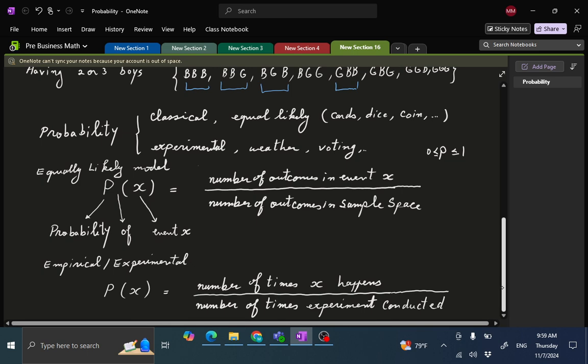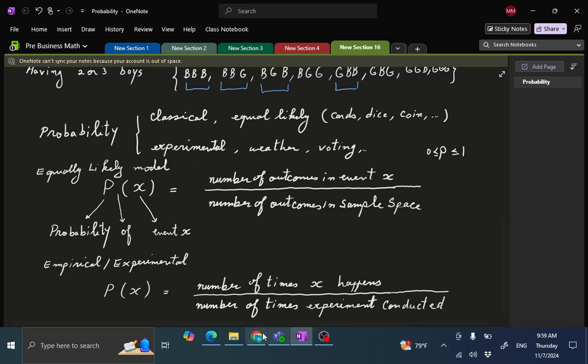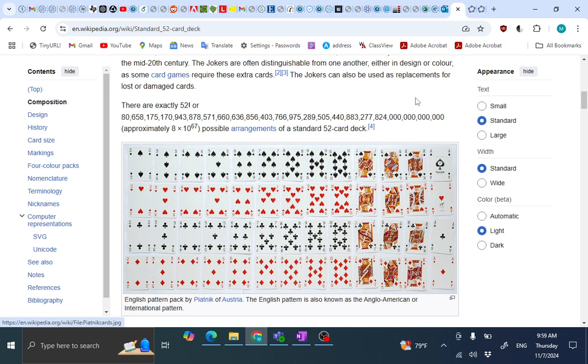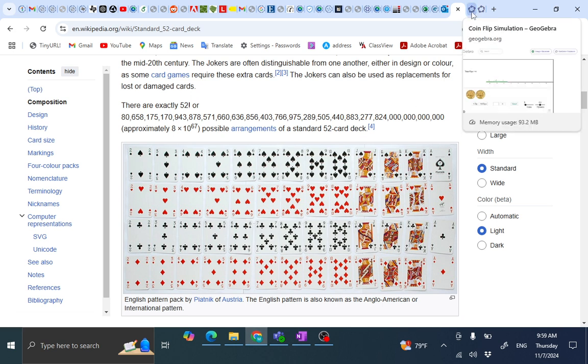In experimental situations, we have a set of data presented to us, and based on that data, we look at the data and decide how many times our particular event happens, divided by the number of times the experiment was conducted, and make the decision based on that. Now let's go ahead and do some simple experiments. Here I'm going to make use of some demos that we have here.